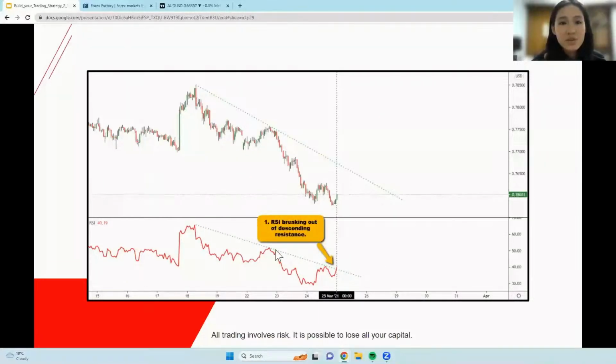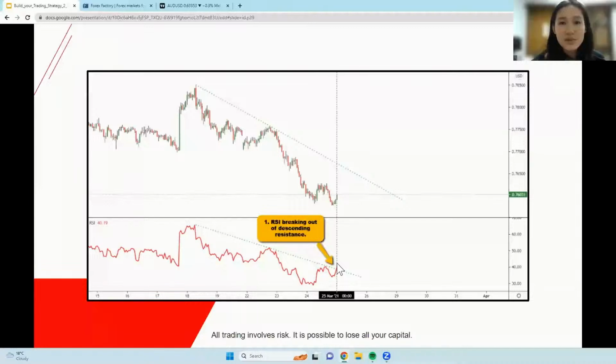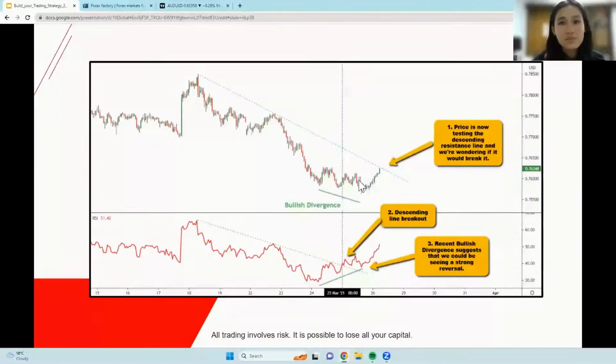Okay, so we have 3 points making a valid trend line, and RSI is breaking out of this descending trend line. So from here, price is breaking out of it, so we're expecting it to continue to rise and break out of this ascending trend line. Now we see over here that there is also bullish divergence. Bullish divergence is basically the opposite of bearish divergence.